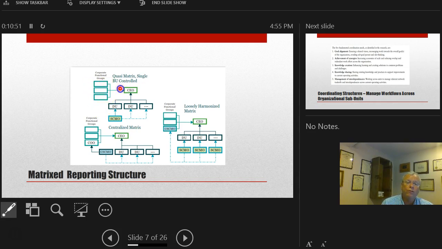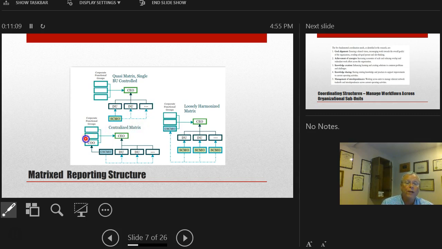So these then are reporting to a CEO who then has division units reporting into them, and each one of these divisions has a supply chain manager. So this is what we call a quasi matrix, single business unit control.